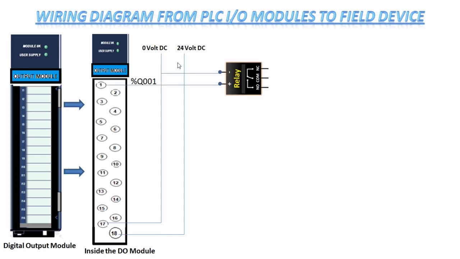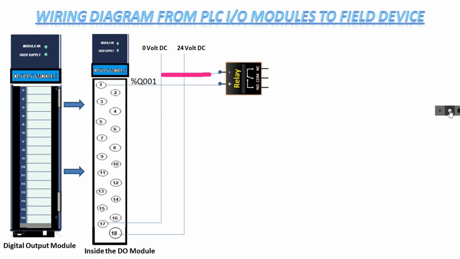Here we see, in this relay, the arrangement is reversed. As in the case of the digital input module, where the relay coil receives power supply from field devices, in the output module case the relay coil receives supply from the digital output module itself, because the relay consists of a 24 volt DC coil. Hence, the 0 volt DC is connected to the common.